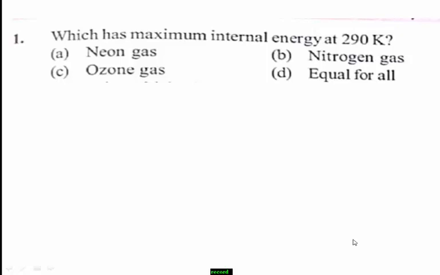As question number 1, which has maximum internal energy at 290 Kelvin temperature? Among the given options, which one has maximum internal energy at 290 Kelvin temperature? Carefully observe the given options. Here they given option A neon gas, option B nitrogen gas, option C ozone gas, option D equal for all. Which one is the right answer?